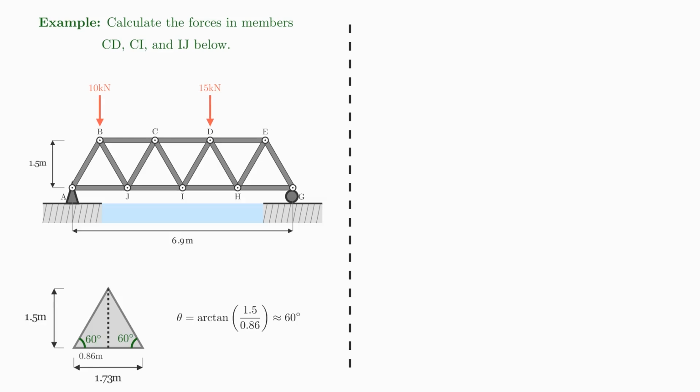The first step is to calculate the support reactions for the truss. If we identify the reaction types at each of those supports, support A is a pin joint, so it allows rotation, but it restricts movement in both the X and the Y directions, so this gives me support reactions AX and AY. Support G is a roller, so this allows rotation, it allows movement in the X direction, and it only restricts movement in the Y direction. Therefore, I get a support reaction GY.